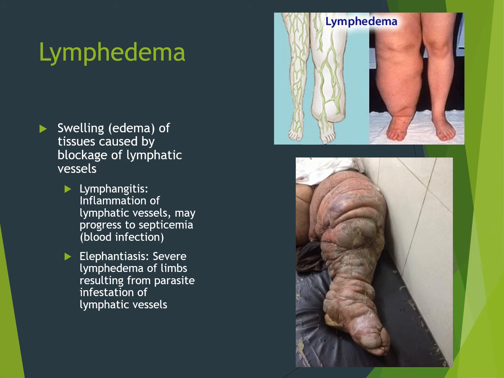Now, sometimes in rare cases, little parasitic worms can block those passages of the vessels, and this can lead to extreme lymphedema, and that's this picture here on the bottom representing elephantiasis, where the extremity begins to resemble that of an elephant.